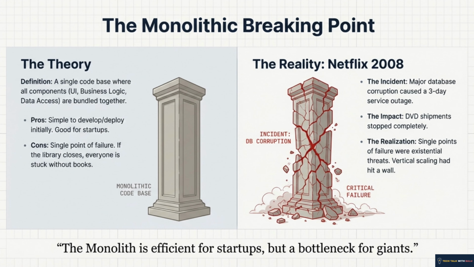Let's dive into a real-world story now. Look at Netflix in 2008. They weren't streaming yet. They were shipping DVDs. A single database corruption caused a 3-day service outage. Because of one error, they couldn't ship a single DVD. That was their existential threat moment. They realized vertical scaling had hit a wall.